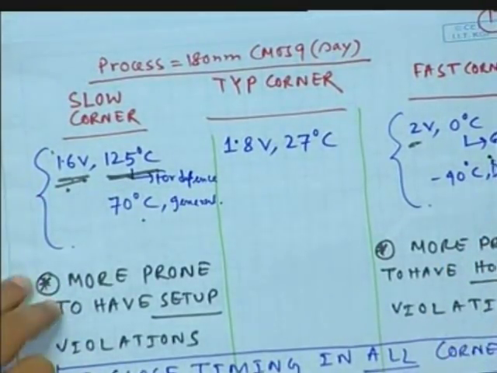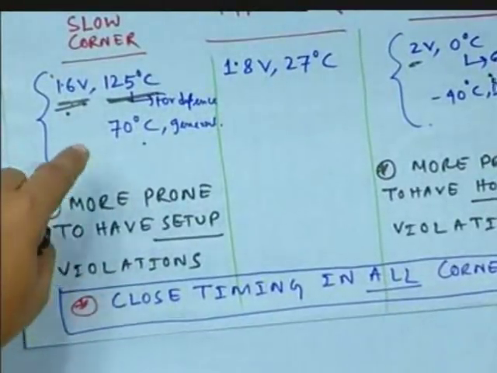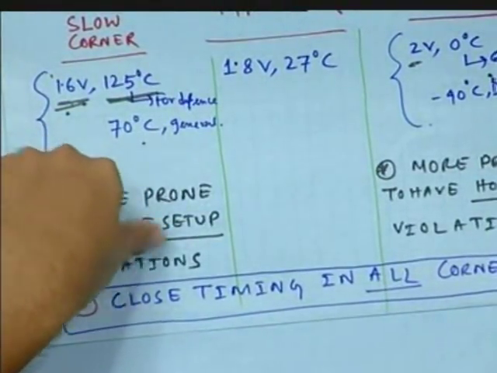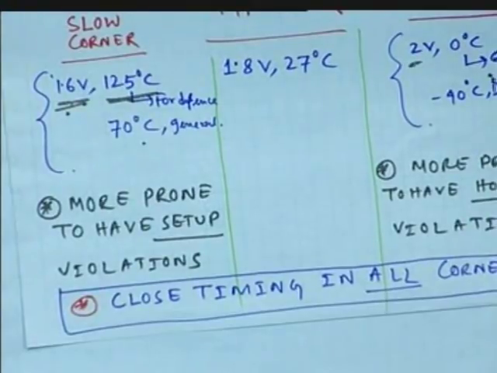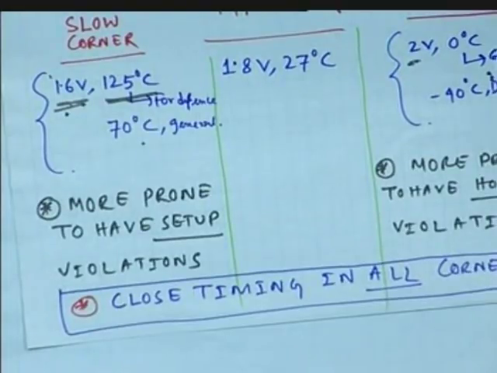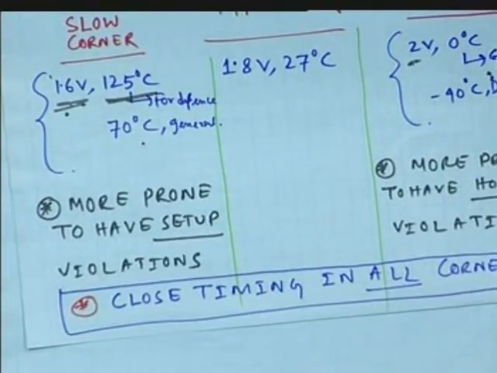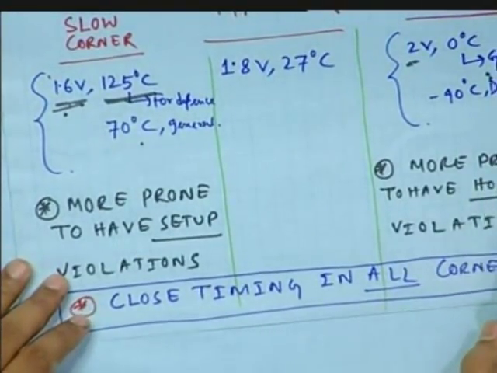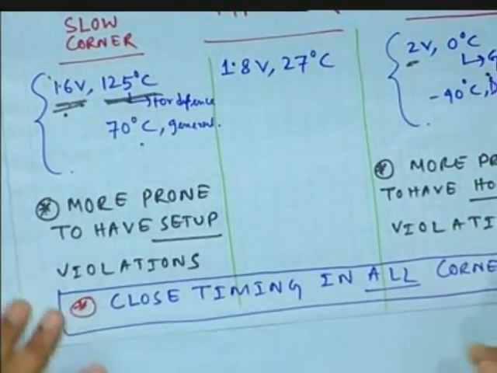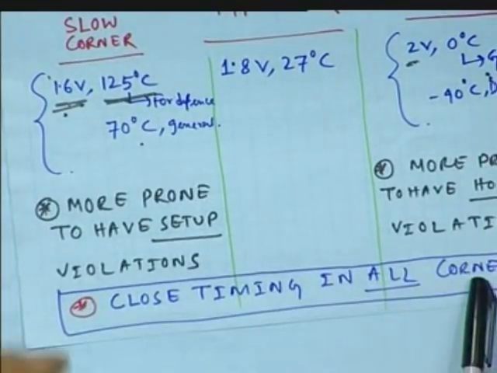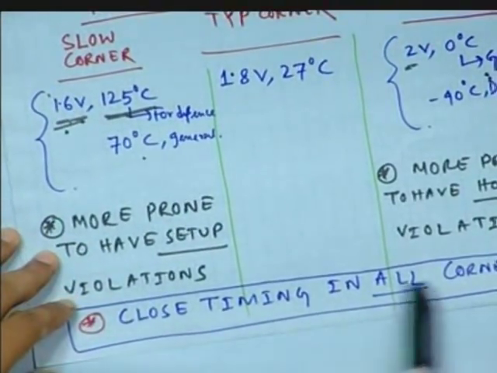Now, from your common sense, you can say that the slowest corner is more prone to have setup violation, correct? Is that clear? Now, are you feeling it or just like that you are saying? Because of the data path delay, right, because of that. Then this fastest corner is more prone to have hold violations because data path becomes faster, so it goes and immediately changes it. It's more prone to hold violation. So you have to close the timing in all the corners.